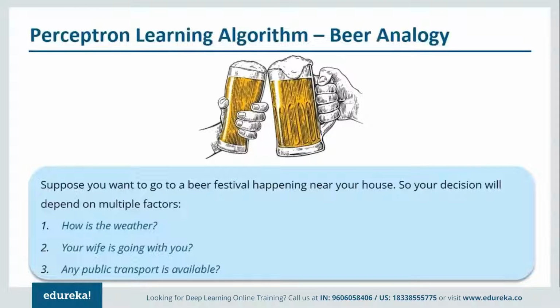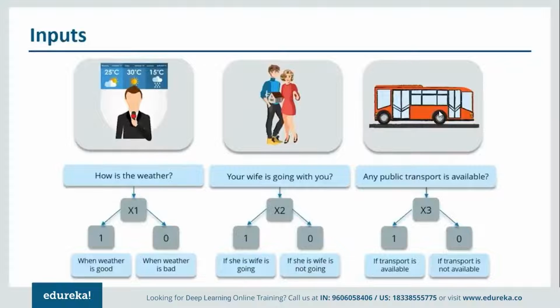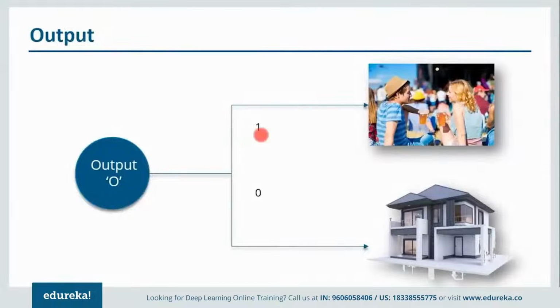Fine, guys, jokes apart, so we'll move forward and see what the various inputs are that I'm talking about. The first input is how's the weather. We'll consider it as x1. When weather is good, it'll be 1, and when it is bad, it'll be 0. Similarly, whether your wife is going with you or not will be your x2. If she is going, then it's 1. If she's not going, then it's 0. Similarly, for public transport, if it is available, then it is 1, else it is 0. So these are the three inputs that I'm talking about. Let's see the output. Output will be 1 when you're going to the beer festival, and output will be 0 when you want to relax at home. You want to have beer at home only. You don't want to go outside. So these are the two outputs, whether you're going or you're not going.